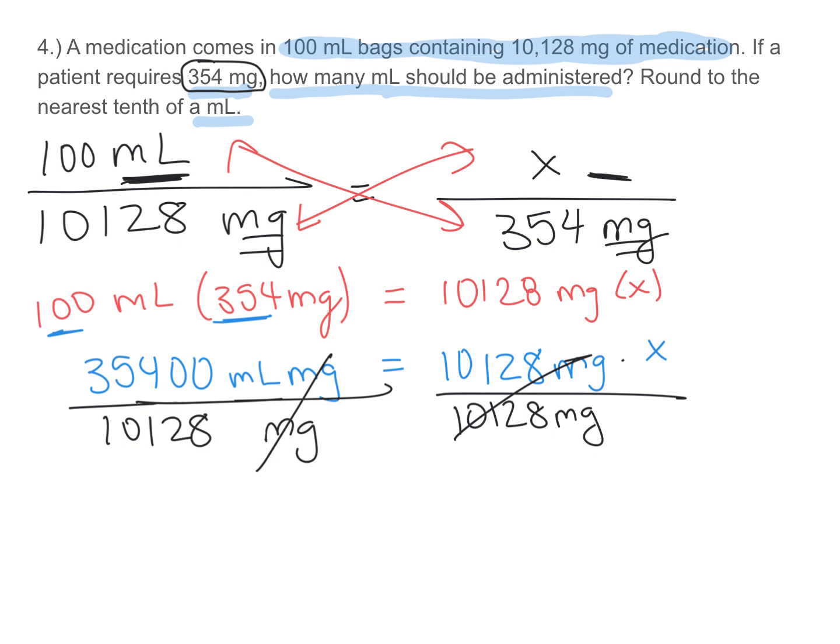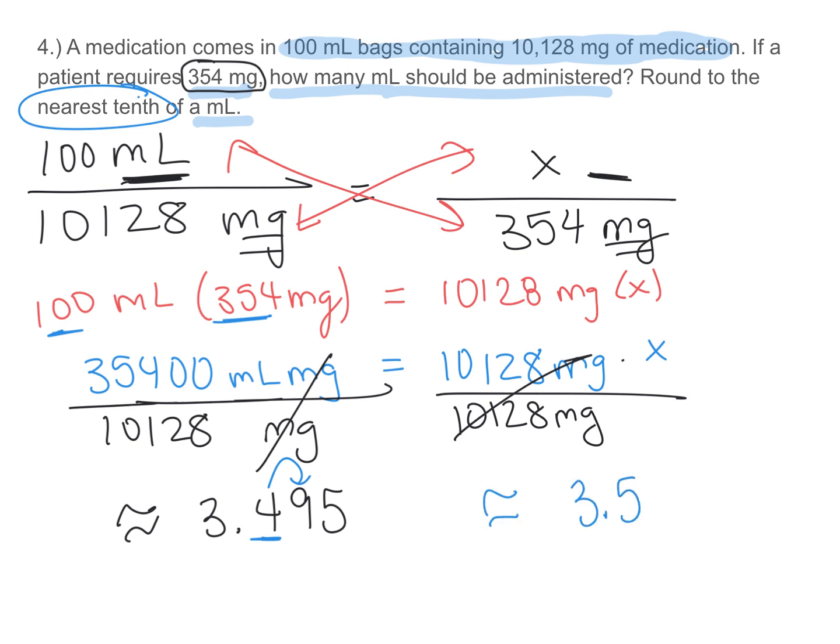All right, so I'm going to take the 35,400 and divide it by 10,128, and I get approximately 3.495. But I'm rounding to the nearest tenth. So this is the tenths place, and that is a 9. So it's actually going to round up to 3.5 milliliters. Okay, but notice my milligrams do cancel out. And so that's always like a great way to check it. What you should have remaining is what you were trying to find, the unknown.